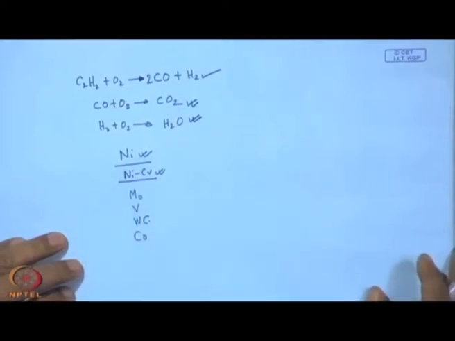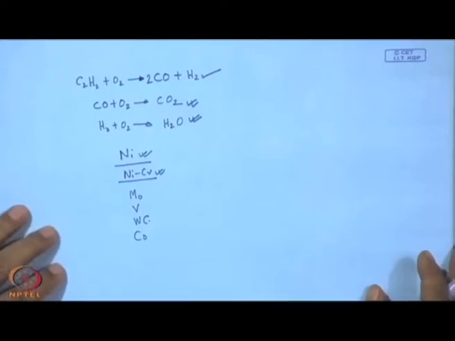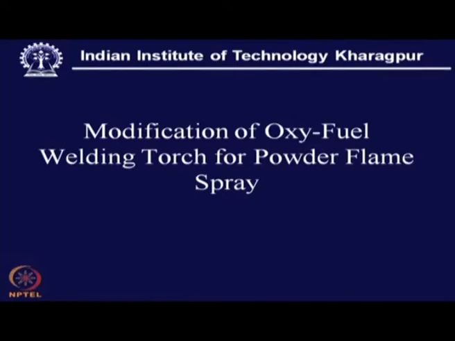So, the whole idea here is to have corrosion resistance and wear resistance on a substrate which is rather cheap and low carbon, like the steel which is commonly available in the market for common use. Now let us have a look at how this modification of the oxy-fuel welding torch takes place.